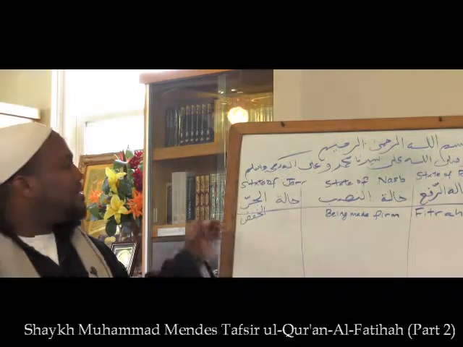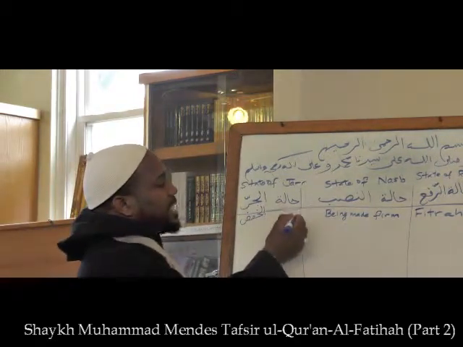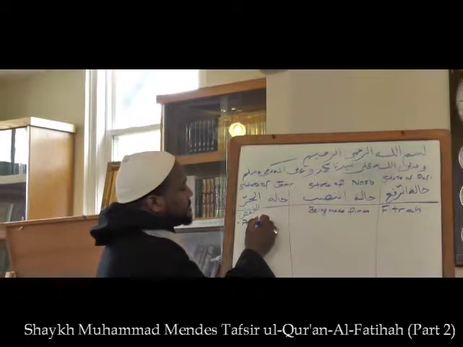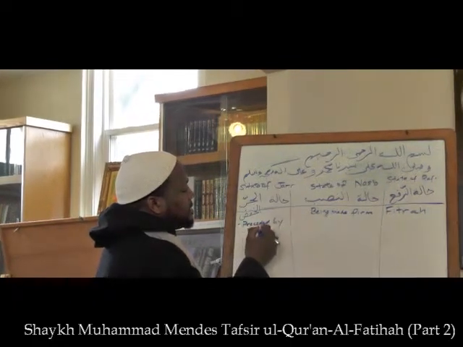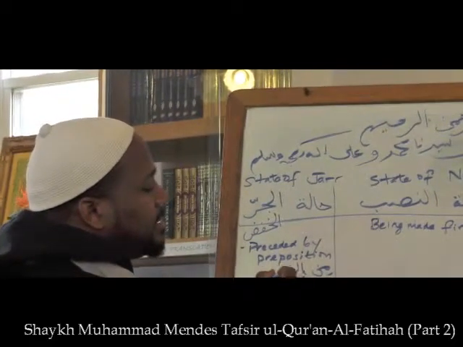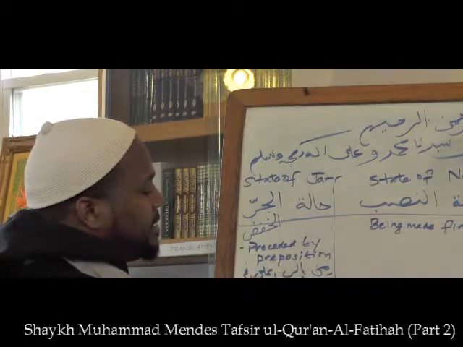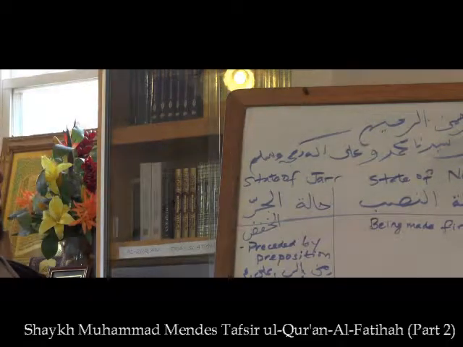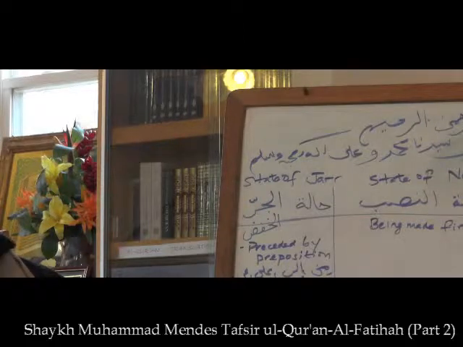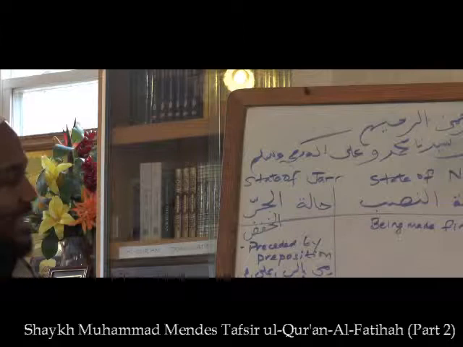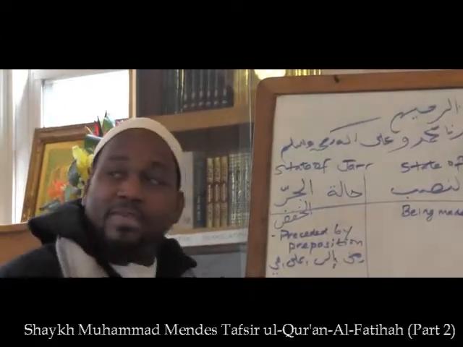When does a word enter the jar state or the khafd state? There's only two times. Either when it's preceded by a preposition, okay? Prepositions like min, ila, ala, and fi, right? There are other prepositions, but these are some of the more common ones you find in the Quran. Min, what does min mean? From. Oh, now you guys keep falling for it. It doesn't mean anything. It's a problem. But it generally means from. Well, this is the context of the sentence. Ila means to. Ala means on, fi means in, right?